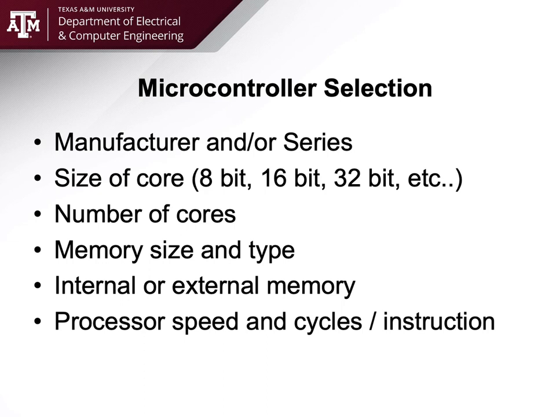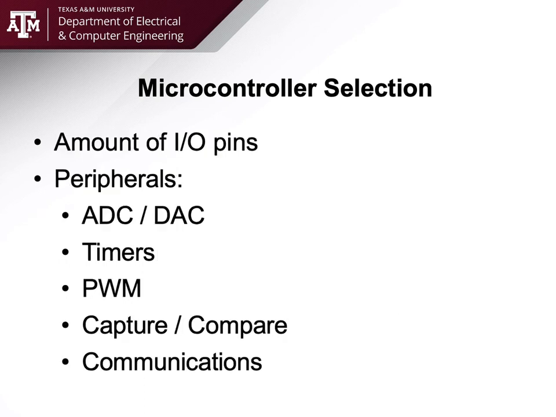If you need internal or external memory: if you're doing an 8-bit, you probably have internal. If you're doing a 64-bit processor, it probably has external memory. How many cycles per instruction do you need? How fast do I need this processor? Again, your specs determine this. How many I/O pins are you going to need?